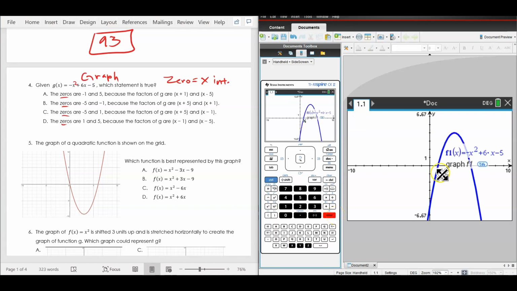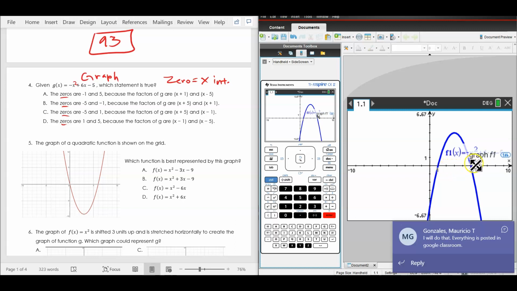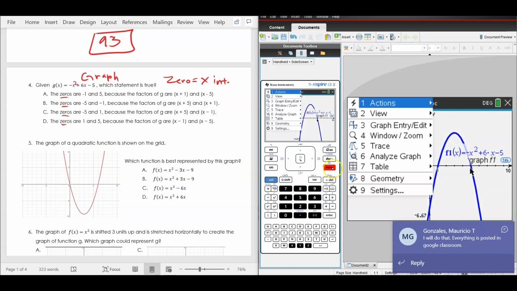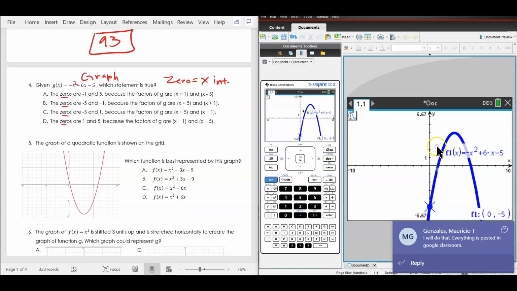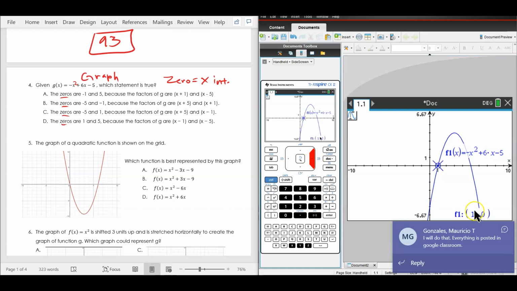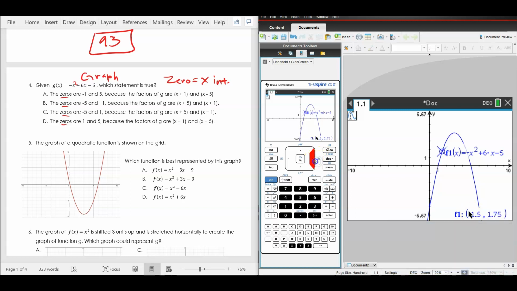Now, you can kind of see that it's going to be right here at +1, and then 1, 2, 3, 4, and +5. Okay, 1 and 5. But if you hit menu 5 for trace, 1 for graph trace, and you go to the right, it'll tell you the exact zero. And it says, see at the bottom left, it says (1, 0). Keep going to the right. And then boom, there's another zero at (5, 0). So our zeros are (1, 0) and (5, 0). Those are our x-intercepts.